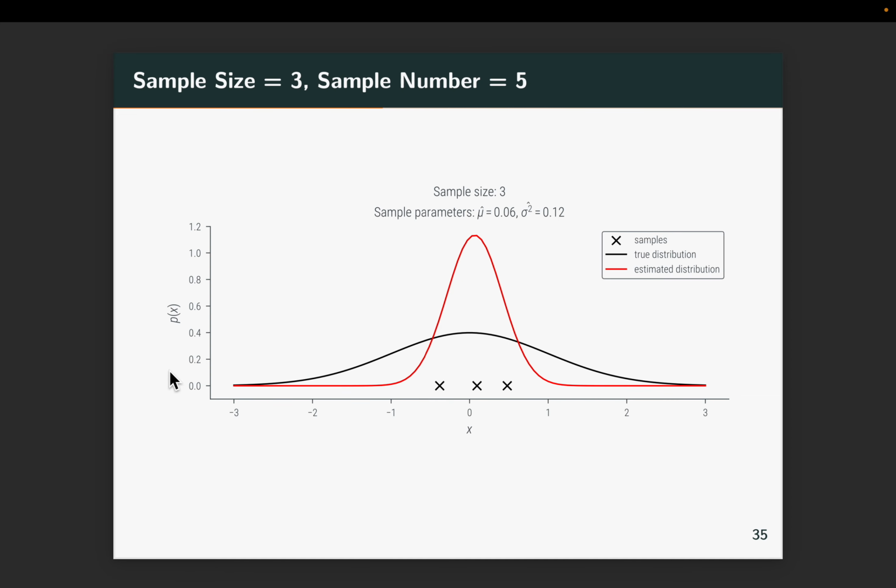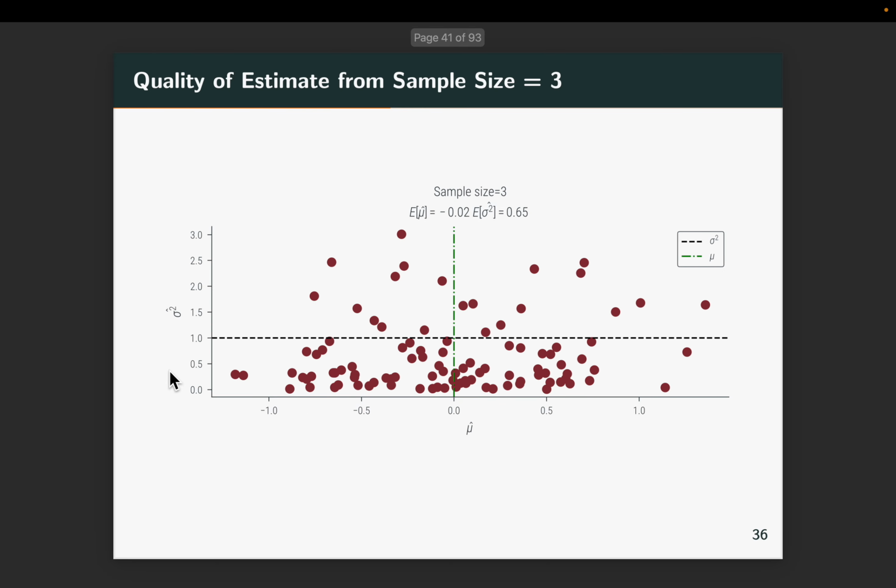So like this is one such data set whose mu hat is 0.06 and sigma hat is 0.12. So it may be somewhere around here, right? This is one such dot. I obtained 100 such dots. Now, if I take the mean of the mu's which I had obtained across the data sets, that is almost 0, right. Whereas, if I take the expectation of the sigma square which I had obtained across the different data sets, that turns out to be 0.65, right. So, what do we conclude from this?